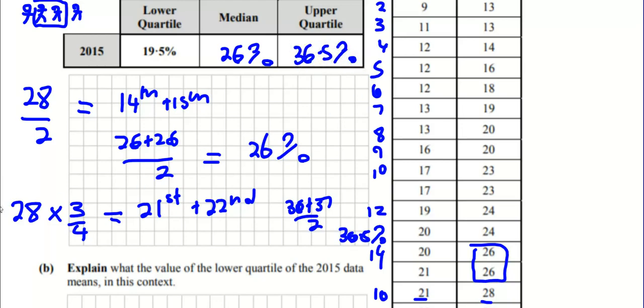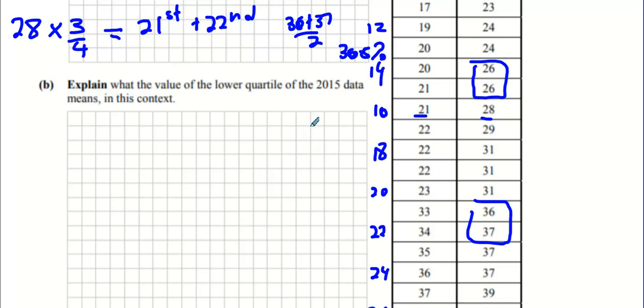Okay. Explain what the value of the lower quartile of the 2015 data means in this context. First of all, what does lower quartile mean? I'll give you an example. Imagine we had, let's say, a couple of numbers.